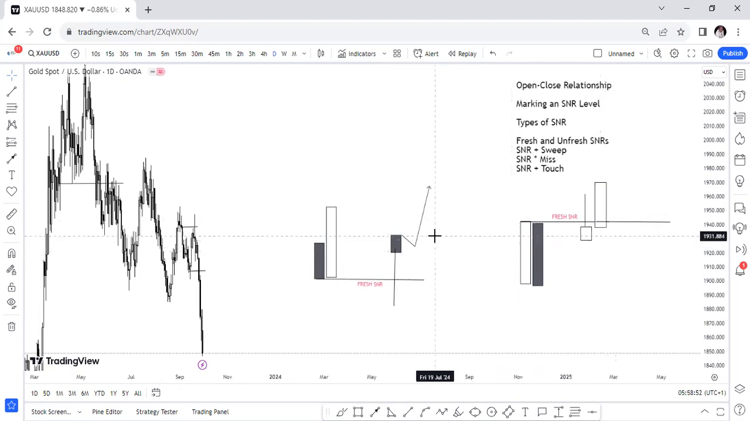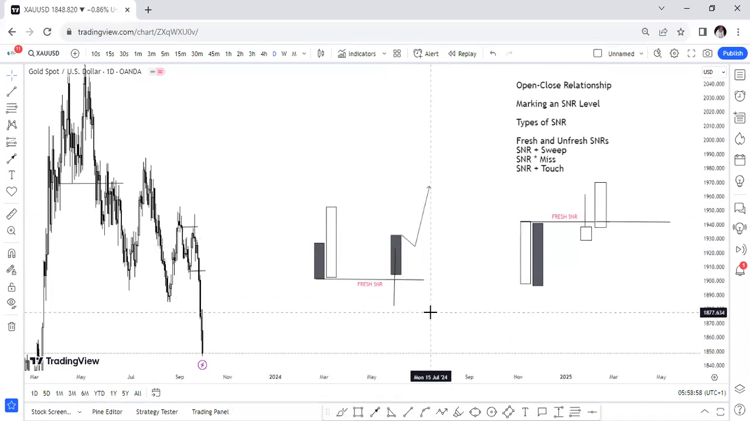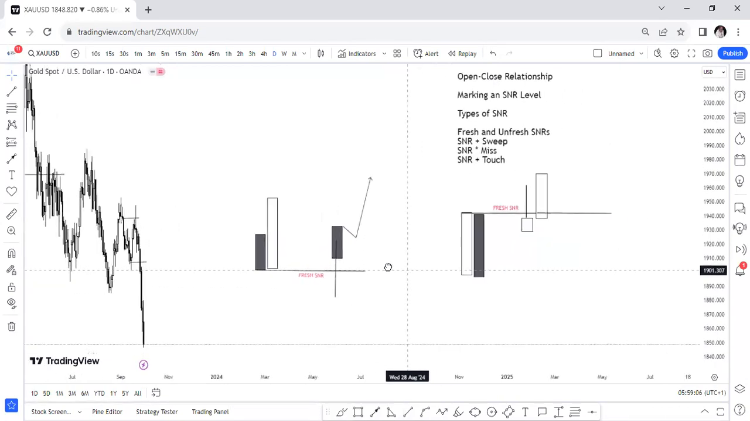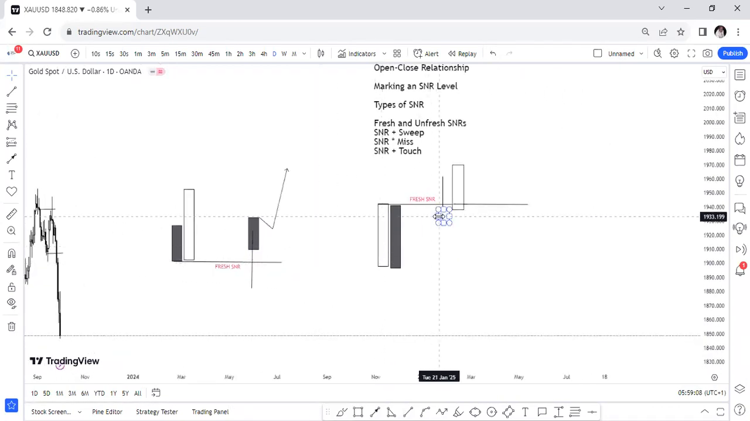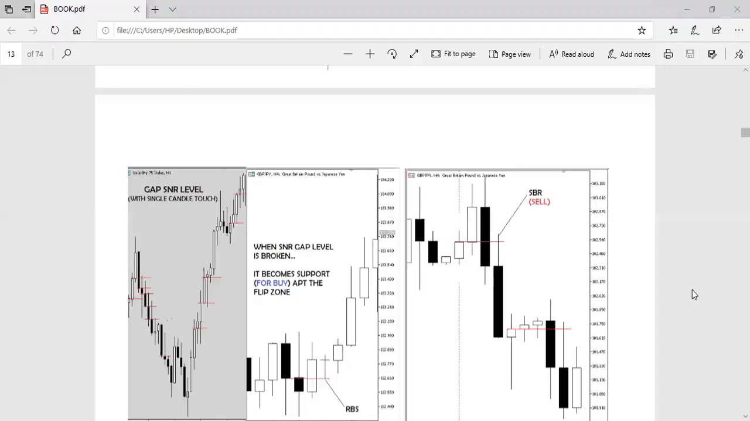Even if it is just, at least there must be a close above it. Even if it is just 5 pips or thereabouts above that level of SNR. The first touch must be weak. So we want to see this as a wick. So that is the condition. First touch must be weak.